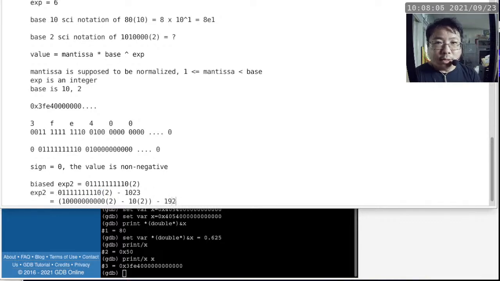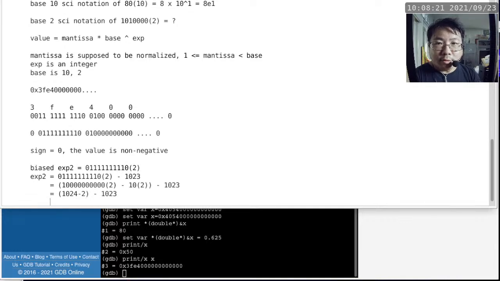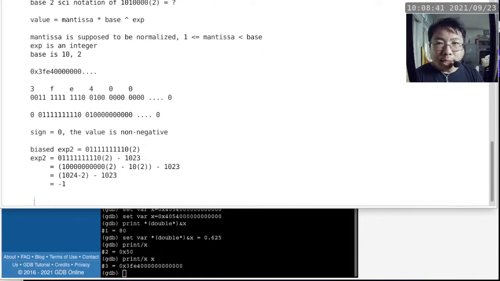This 1023 is expressed in base 10 and hence no suffix, no 2 in parentheses. Alright, so that looks a lot easier because this is just 1024 minus 2, the whole thing minus 1023. And if you do your math, 1024 minus 1023 is 1. 1 minus 2 is negative 1. So we have a negative 1 over here. Okay, so we know the actual exponent of 2 now.